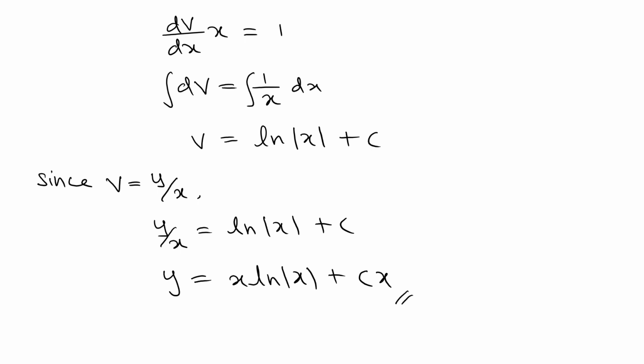And if you know the initial conditions, then we can use them to find c. So that's how you solve a homogeneous equation using the v equals y over x substitution. So let's look at one more problem.